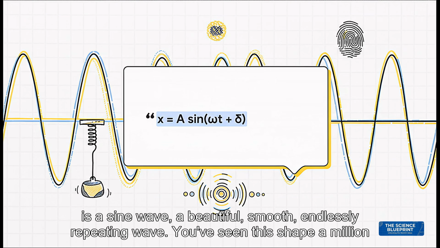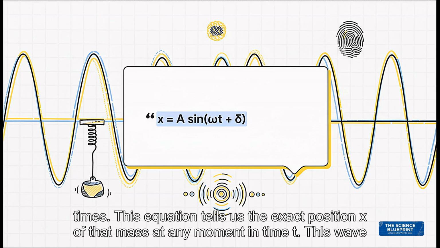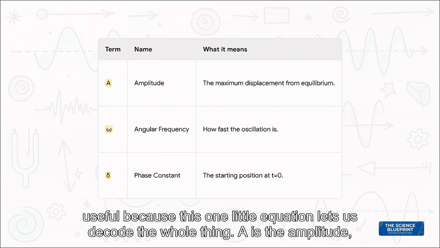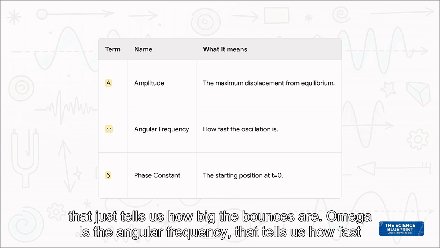You've seen this shape a million times. This equation tells us the exact position x of that mass at any moment in time t. This wave is the signature, the fingerprint of simple harmonic motion. And this is where it gets really useful, because this one little equation lets us decode the whole thing. A is the amplitude, that just tells us how big the bounces are.